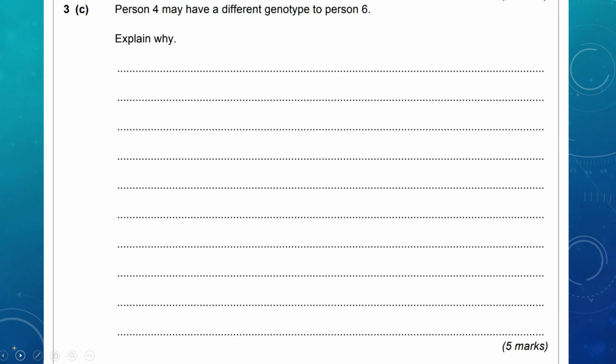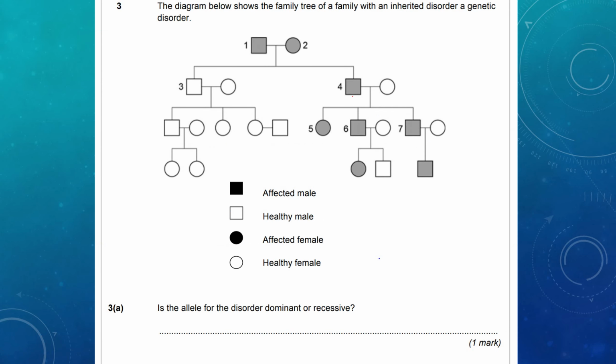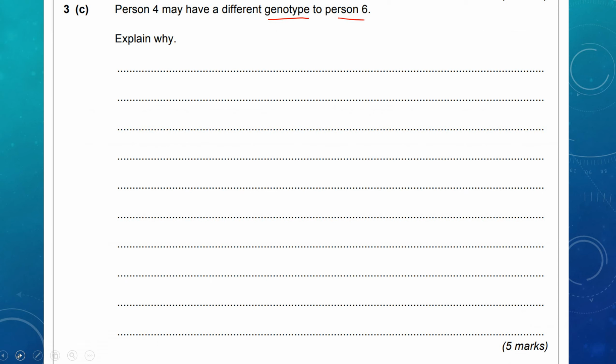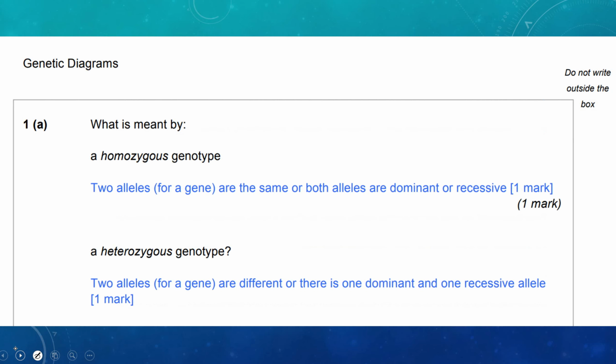Person four may have a different genotype to person six. So if we go back to our family tree, there's person four and person six. They both are affected males, but their genotype, their combination of letters, may be different. And they don't give you the letters in this particular question, so you can use any letter you like. Remember to use a letter that looks different written as a lower and a capital case.